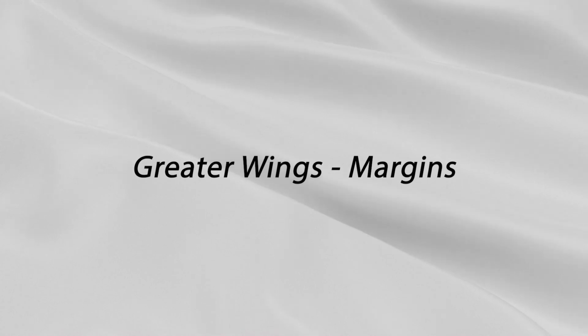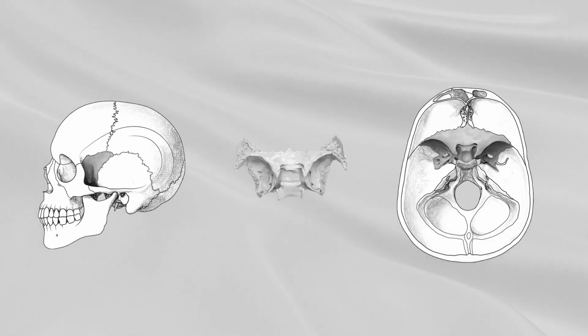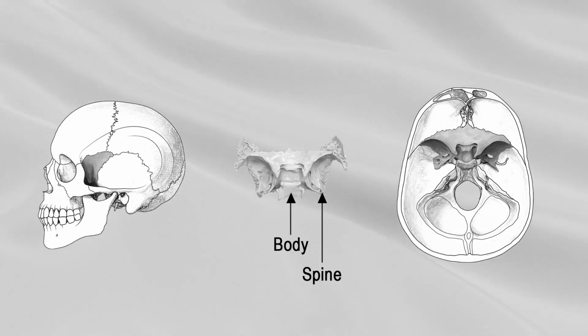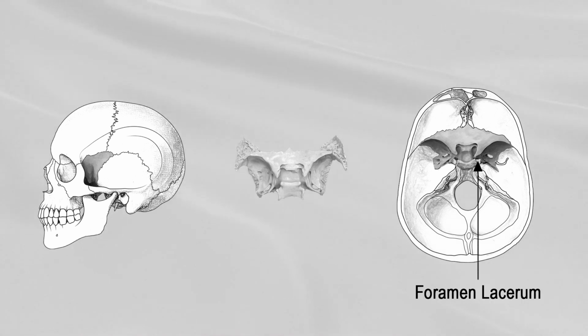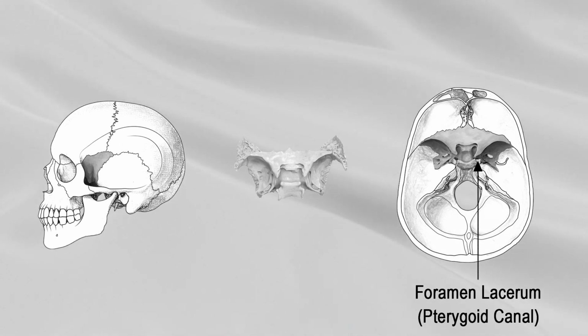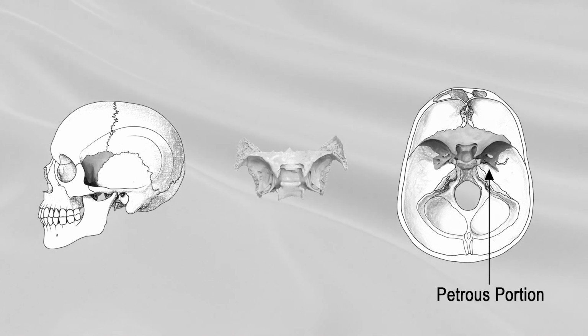Greater wings, margins. Commencing from behind, that portion of the circumference of the greater wing which extends from the body to the spine is irregular. Its medial half forms the anterior boundary of the foramen lacerum and presents the posterior aperture of the pterygoid canal for the passage of the corresponding nerve and artery. Its lateral half articulates with the petrous portion of the temporal.